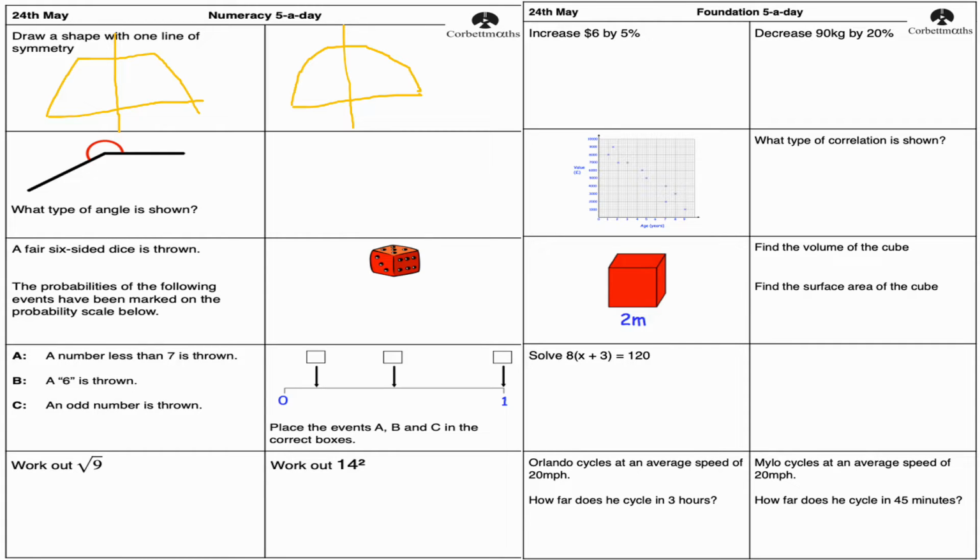What type of angle is shown here? It's called a reflex angle. So it's bigger than 180 and smaller than 360.